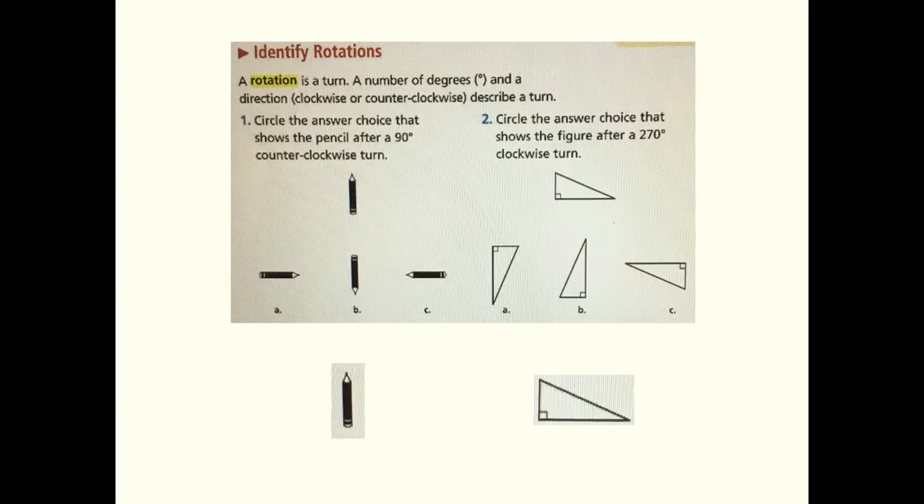And 90 degrees would be going just one rotation. Counterclockwise would look like this. So 90 degrees counterclockwise. So the choice we would want here is letter C. It shows the figure after a 90 degrees counterclockwise turn. Number 2 has a right triangle.